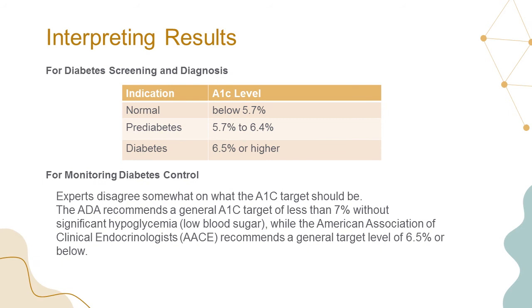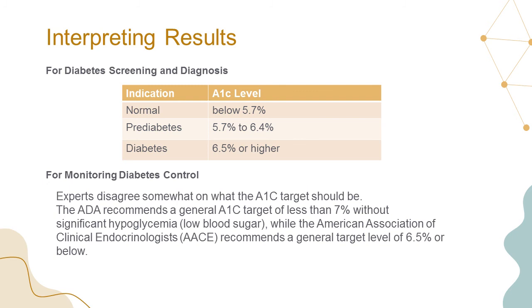Interpreting results for diabetes screening and diagnosis. The normal condition: A1c level below 5.7%. Pre-diabetes condition: A1c level 5.7% to 6.5%. In diabetes condition: A1c level 6.5% or higher.